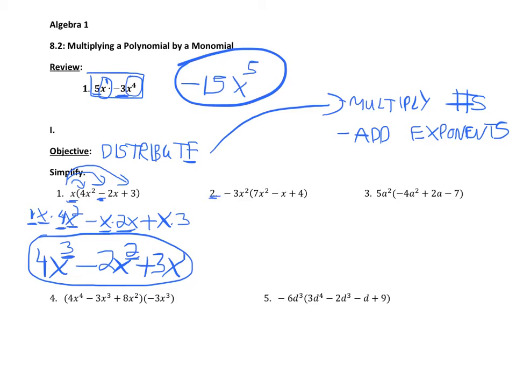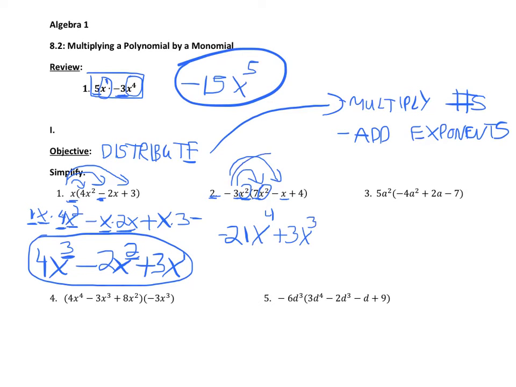Now number 2, I'm going to distribute negative 3x squared. So I'm going to skip this step right here and go right to the answer, because using mental math, you should get the answers right away. If I do negative 3x squared times 7x squared, negative 3 times this 7 is negative 21. And then x squared times this x squared is x to the fourth. I add the exponents. Okay, then if I do negative 3x squared times negative x, well, you're multiplying two negatives, so it's going to give us a positive. And the 3 is just going to stay as 3. And then x squared times this x is x cubed.